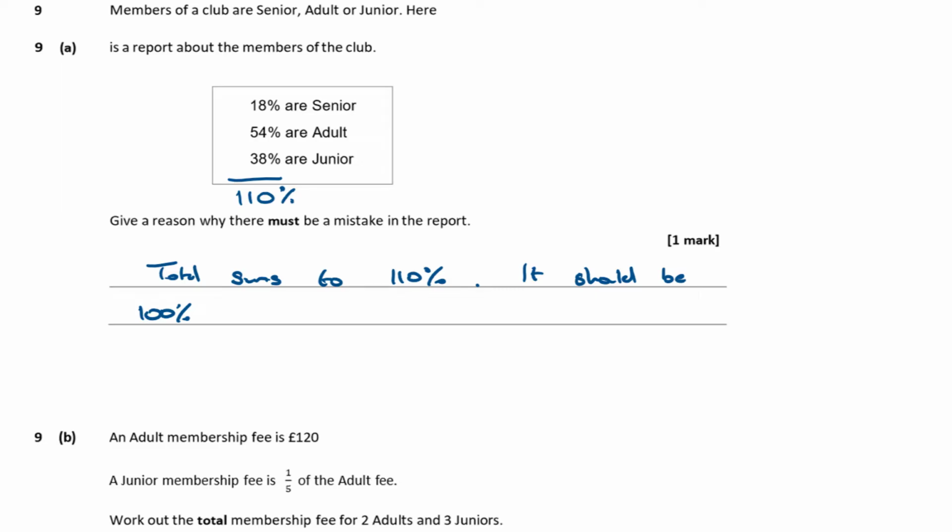And part B says an adult membership fee is £120. A junior membership fee is 1/5 of the adult fee. Work out the total membership fee of 2 adults and 3 juniors. Okay, so what's 1/5 of 120 then? So 120 divided by 5, according to my calculator, comes to £24. So the child rate is 24 and the adult rate is 120, and we've got 2 adults plus 3, well I called them child but this says juniors here. Let's just make that junior.